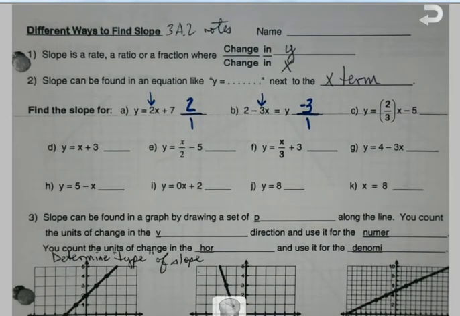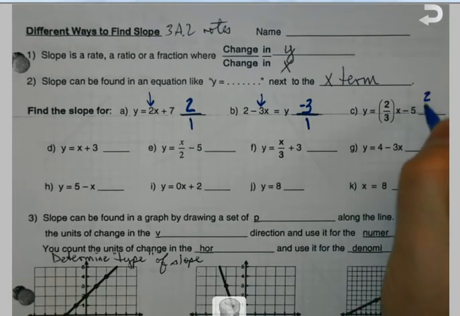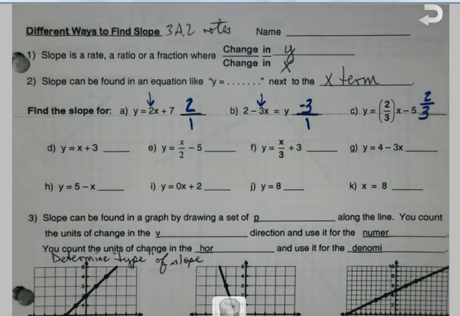Okay, what about C? We won't do all of these, but we'll do a chunk of them. Yeah, my slope for C would be 2 over 3. So that's what we're on the lookout for with these. Now let me find a couple that might be a little more interesting. What about D?